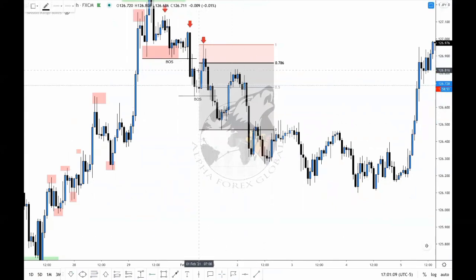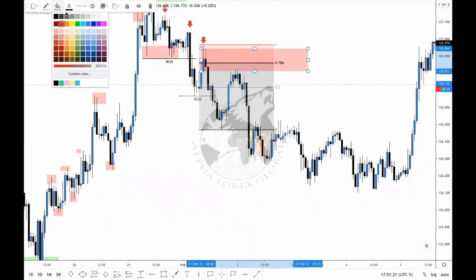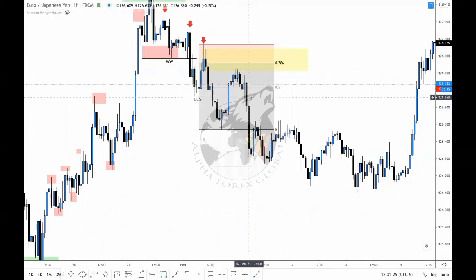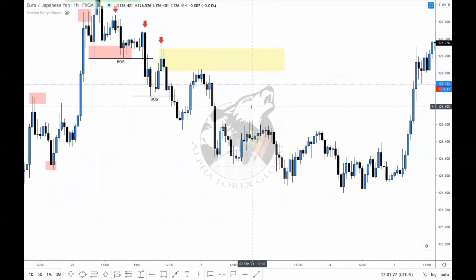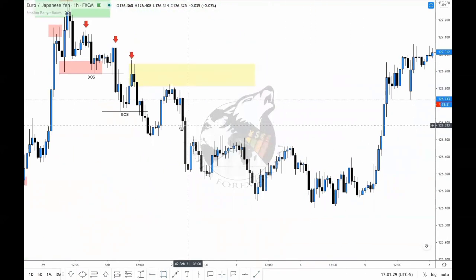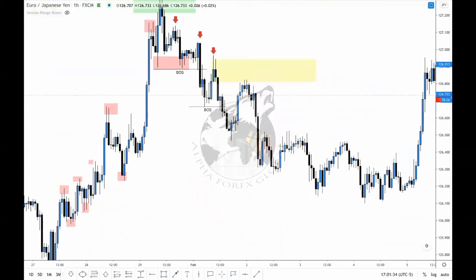So we have this point of interest. Let me highlight that. So we have that point of interest, right? Now this is where we want the market to actually go back to.